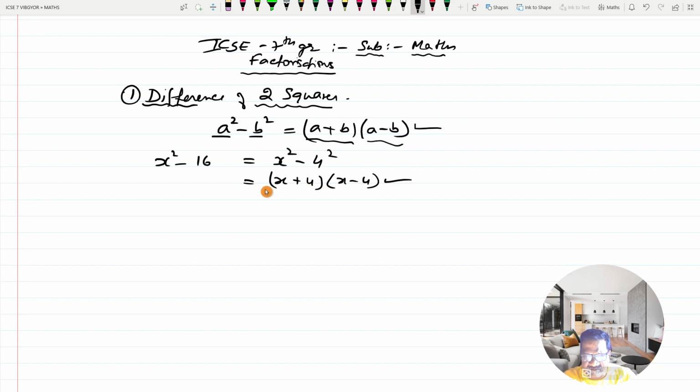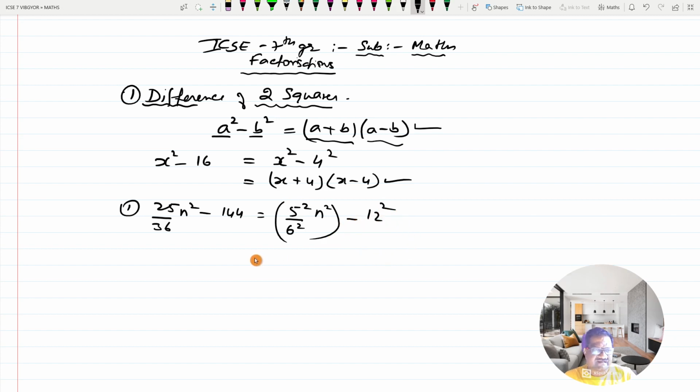Now let us do some examples for practice, and I'll take some tougher ones right from the beginning. Example number one: let us factorize 25 upon 36 n square minus 144. Now this looks very tricky, very difficult, but it's not. Let us see what we can do. This 25 can be written as 5 square. 36 can be written as 6 square. N square, I'm going to keep as it is. And this 144, can I write it as 12 square?